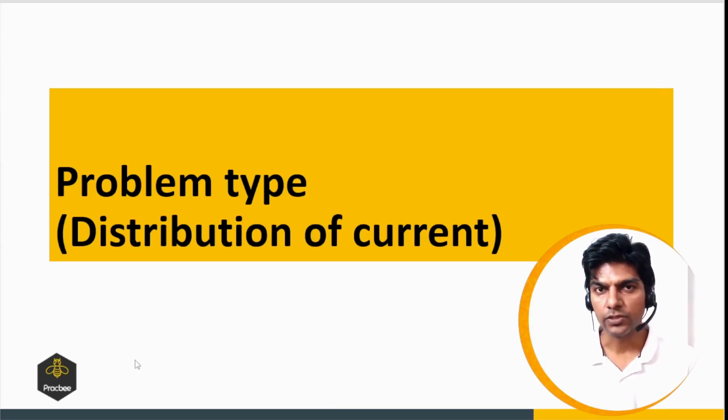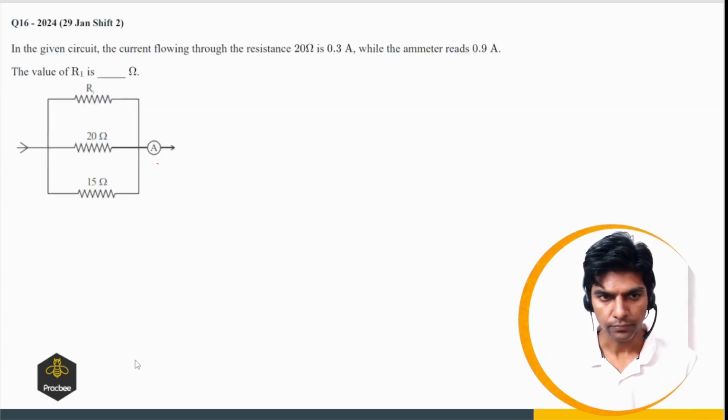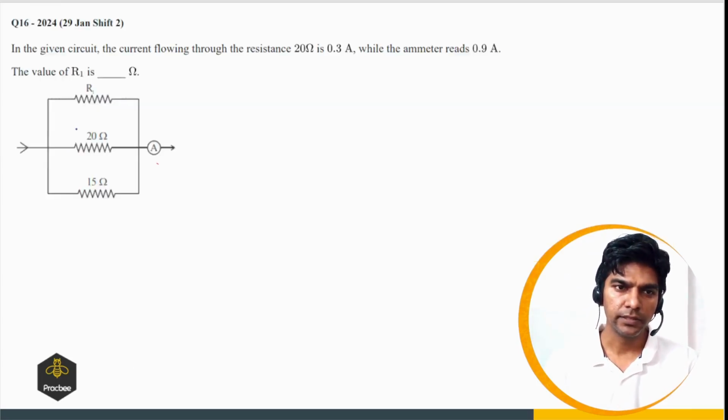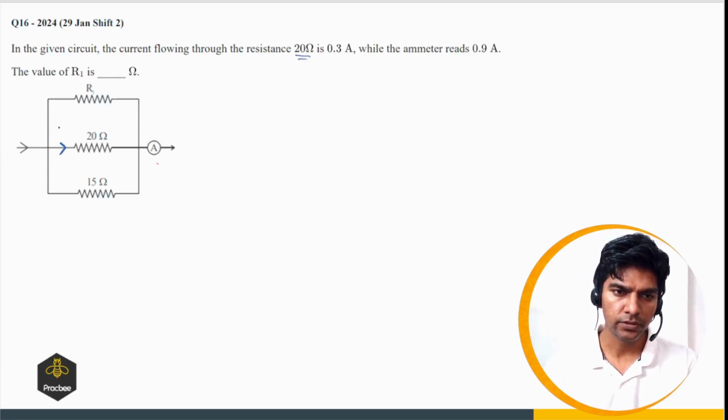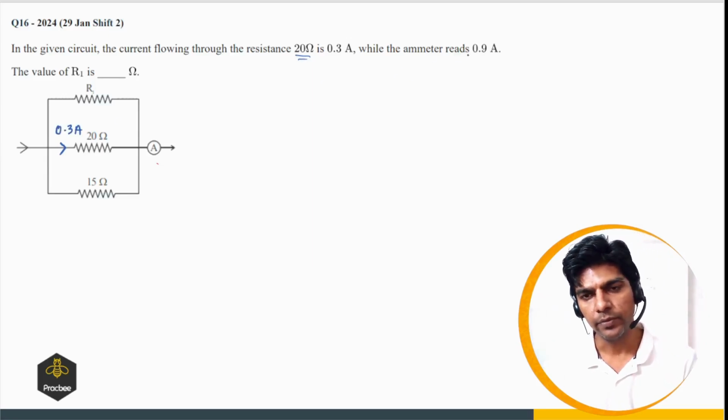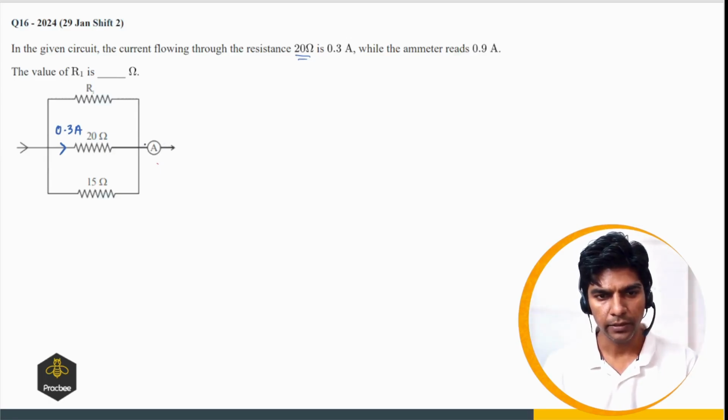Now let us see the next problem type, which is based on the distribution of current. So let us see this illustration. In the given circuit, the current flowing through the resistance 20 ohms is 0.3 ampere, while the ammeter reads 0.9 ampere, and the value of R1. So we have to find the value of this resistance.